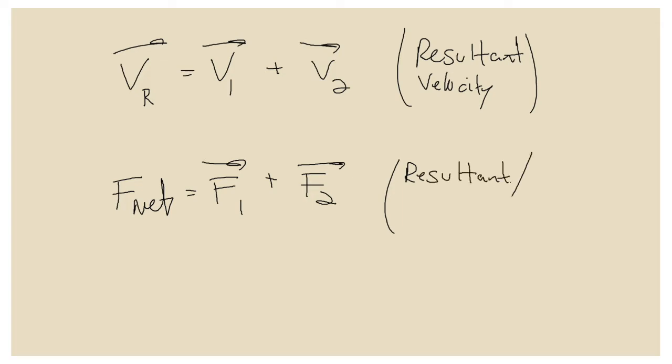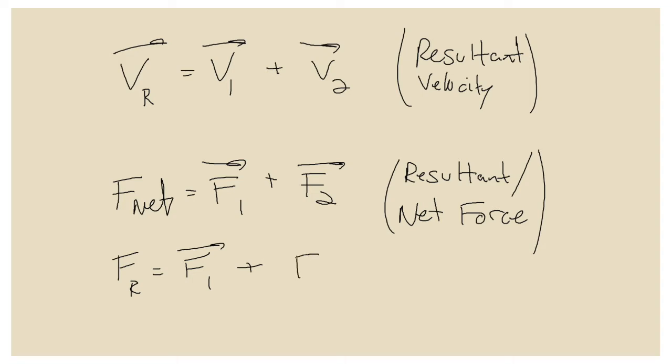or net force. And notice now, net is a word that we almost exclusively use for forces, but you could just as easily use the word resultant and use the symbol for resultant, which is that subscript r, and write it like that. It really doesn't matter. And this is true whether we're talking about velocity or forces or accelerations or any other vector. They add in the same way.